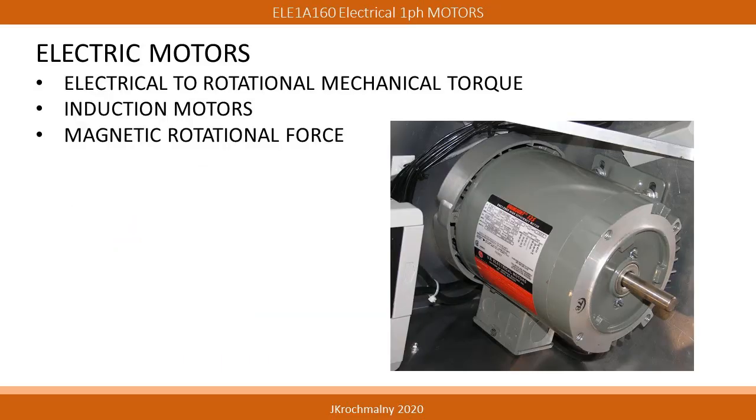Electric induction motors convert electrical energy into rotational mechanical torque to perform work. They are called induction motors because the flux lines generated in one coil result in a voltage induced in the other. If there's a difference in voltage in the induced coil, there will be a current flow in that induced coil, resulting in the generation of its own flux lines.